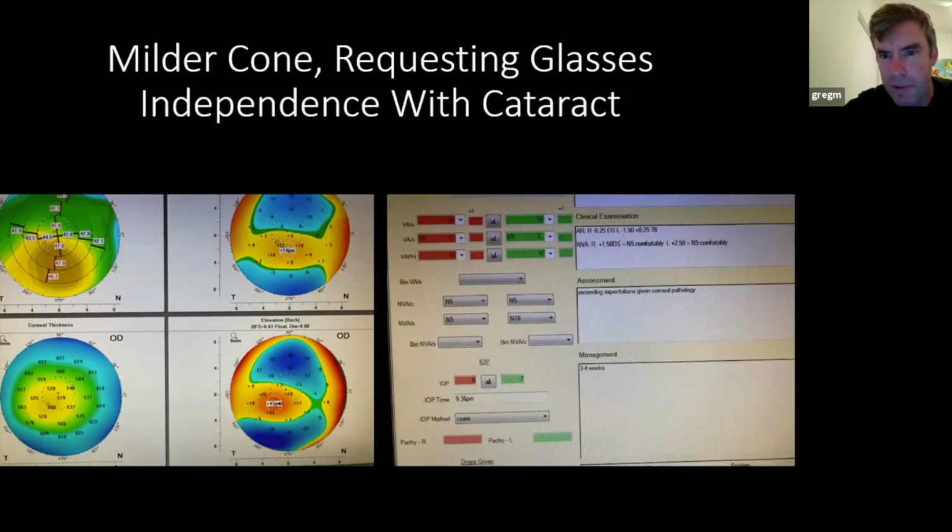Unaided vision of 6/6.5 in both eyes, but in the eye that received the AcuFocus, N5 reading. I think that was a generous N5 by my orthoptist, and with a plus 1.5 sphere, it was a more reasonable N5. But certainly functional without glasses in most activities in life now.